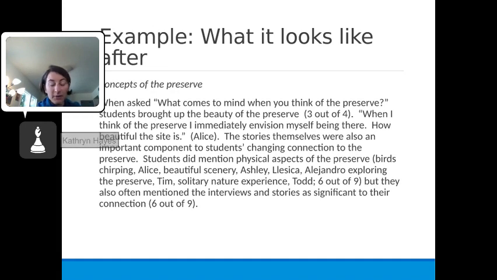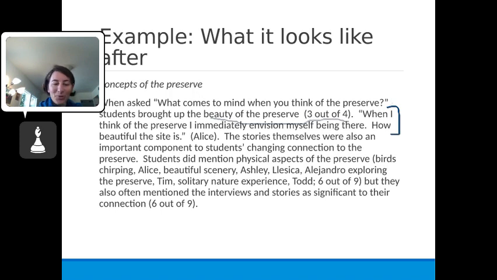So this is essentially how I would write something like that up. This is, again, in response to this question, when I think of the preserve, I think about, and then I stated, when asked this question, students brought up the beauty of the preserve, 3 out of 4. And do you see how I wrote the numbers of students? And this is something, Andrea, with your open-ended questions, you're going to want to do.